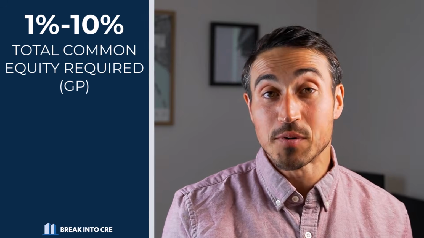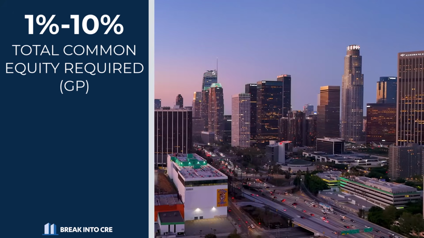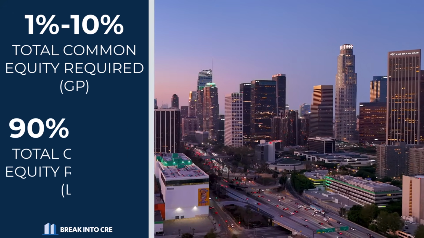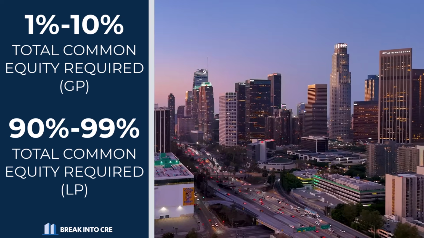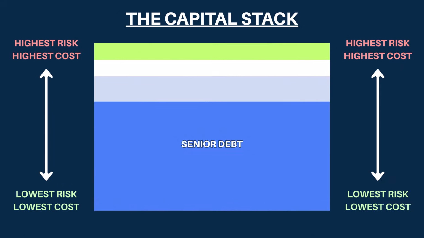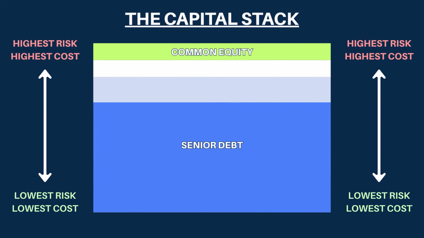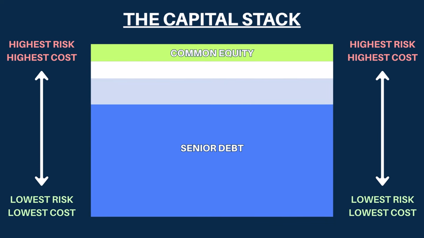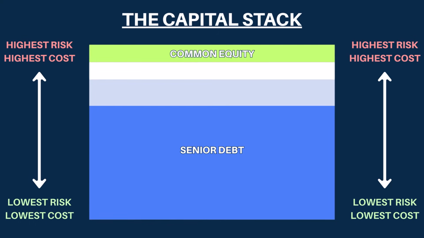Now, because the GP will be the partner that's responsible for managing the investment overall, they're typically only expected to contribute between about 1% and 10% of the total common equity requirement, with the LP or LPs making up the rest. And from a payment priority perspective, common equity typically sits at the very top of the capital stack, meaning that these investors are the last to be paid among all capital sources.